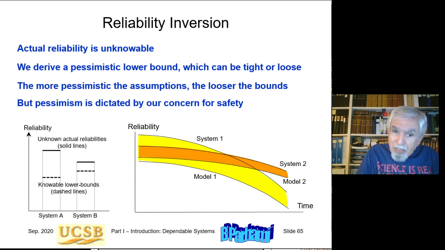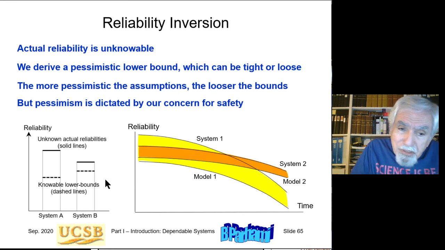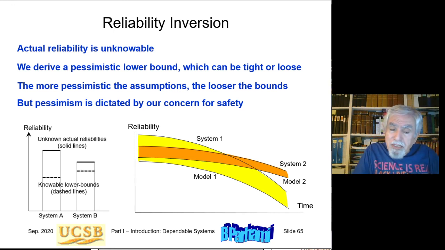Remember, we don't know the actual reliabilities. All we know is that for this system, reliability is at least this much. For this system, the reliability is at least this much. We have the lower bound. Therefore, we have to say, okay, it's better to use this system, even though the first system is more reliable. This is what I call reliability inversion. The reliabilities are inverted due to these imperfections in our models that don't give us tight bounds for reliability, don't give us exact values.